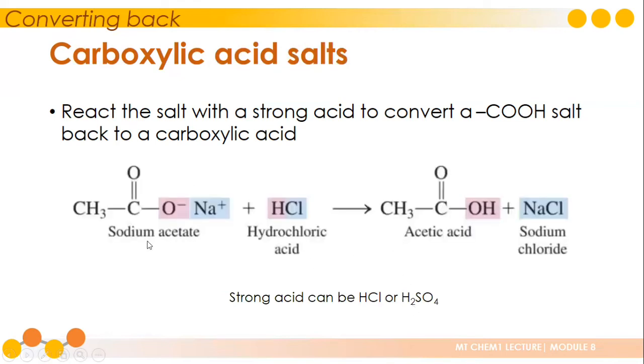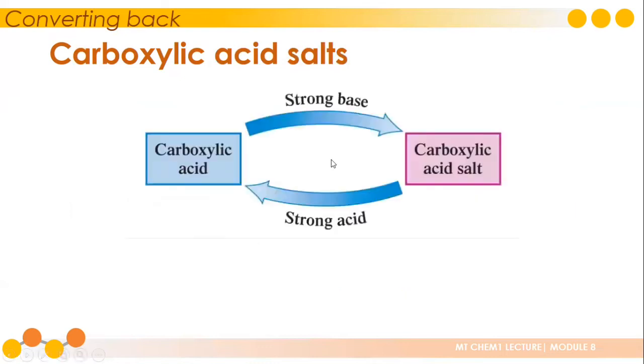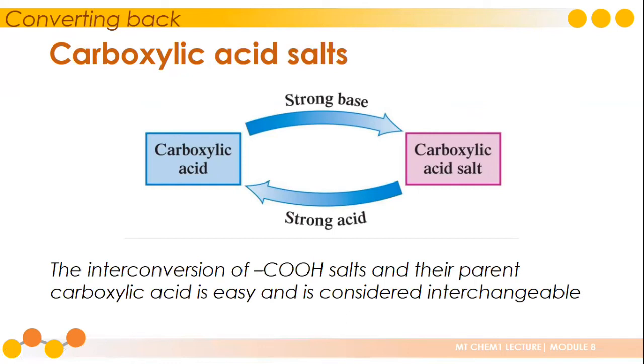And then as you can see here, this is our salt. Simply react it with a strong acid, given here is HCl, and it will produce the original or the parent carboxylic acid and another salt. So you can revert it back, or you can reverse the reaction. Let's take a look at this diagram to visualize this interchanging of our reaction.